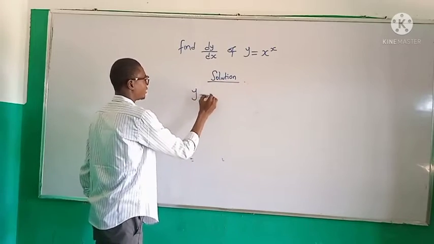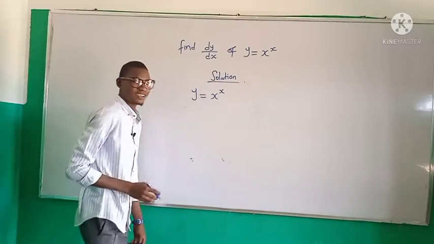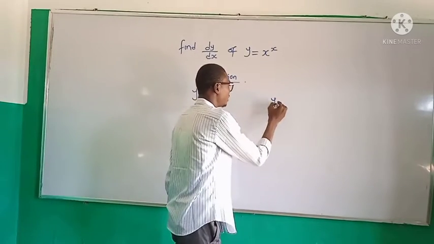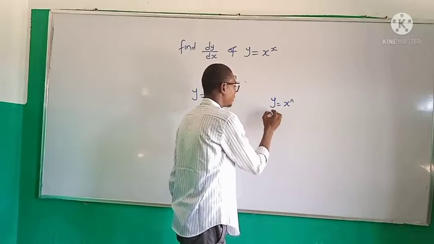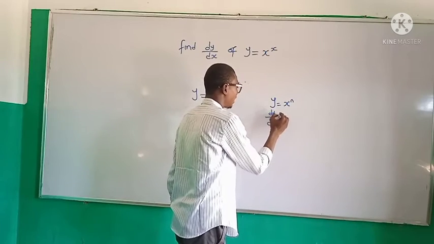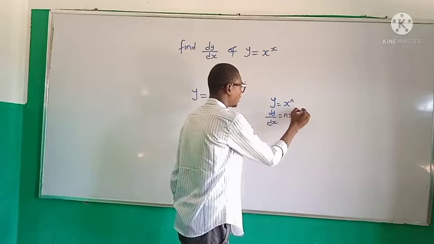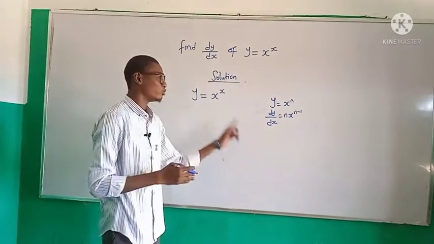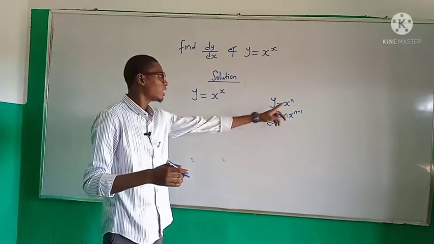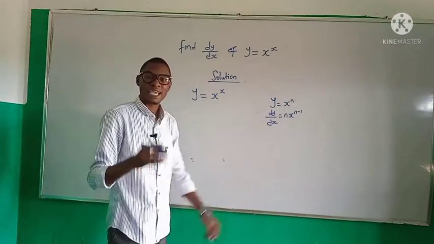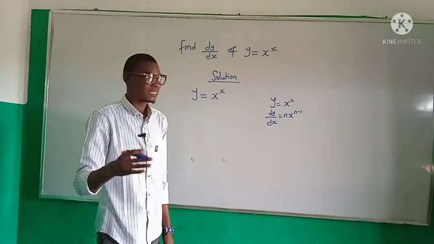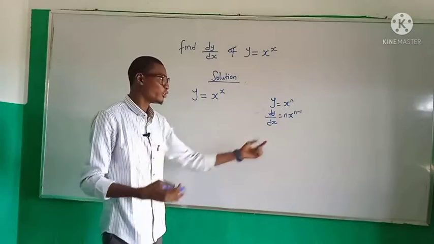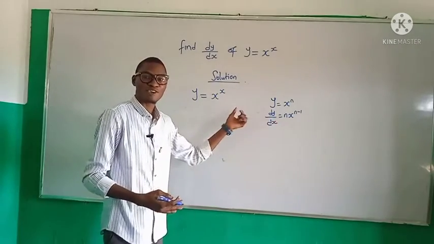We have y equals x raised to the power of x. Now don't forget from the standard differentiation, when you have y equals x raised to the power n, we said dy/dx for this should be what? n x raised to the power of what? n minus 1. Okay, can you use the same method to solve this? No. Why? Because the power of x here, which happens to be n, is constant. Do you get that? And the x you have here is the independent variable. So there is no way you can make use of this approach to solve this.